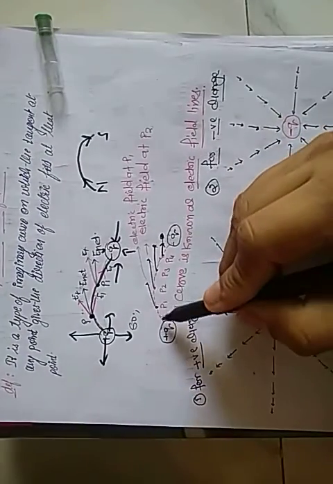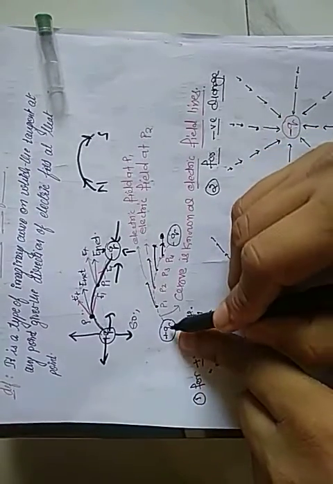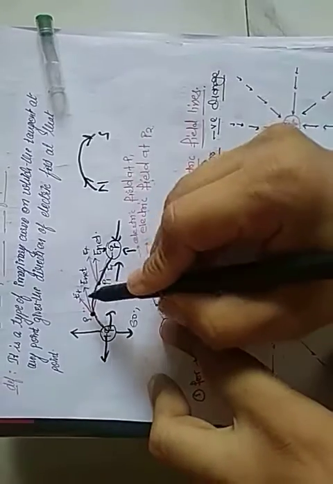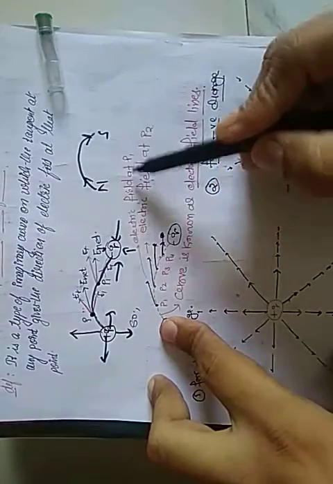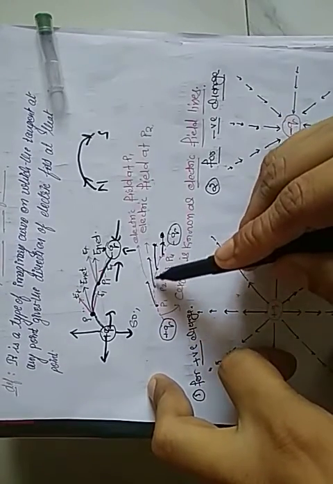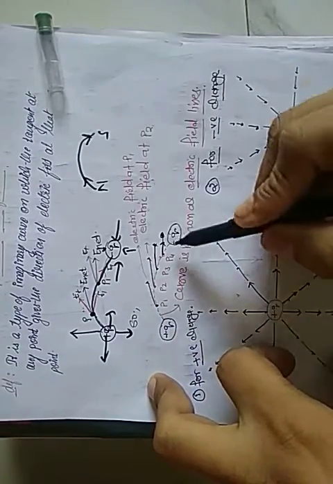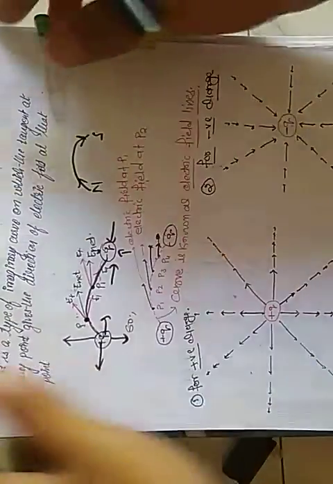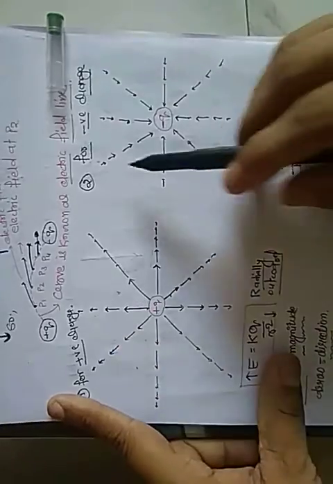Similarly, at every point from plus charge to minus Q there are numbers of points, and this gives the net electric field at point P1. So for every point there is a net electric field, and this curve from positive to negative is known as electric field lines. Electric field lines.